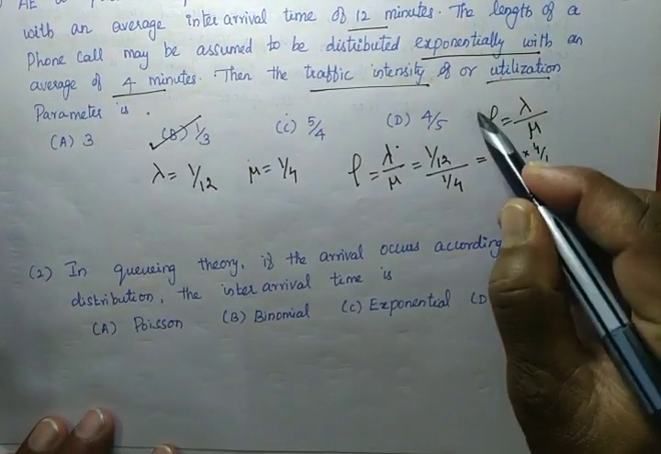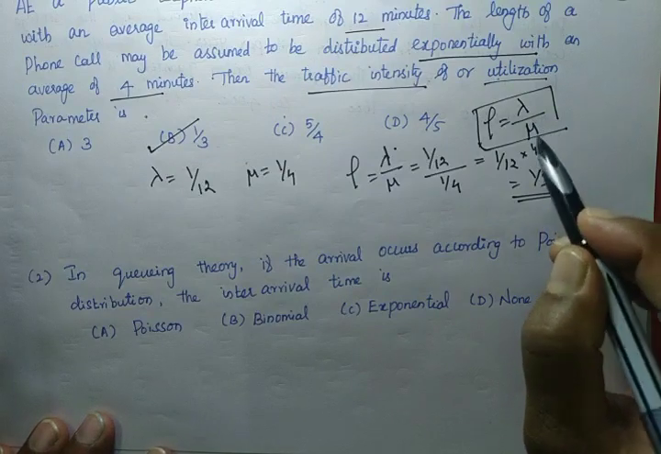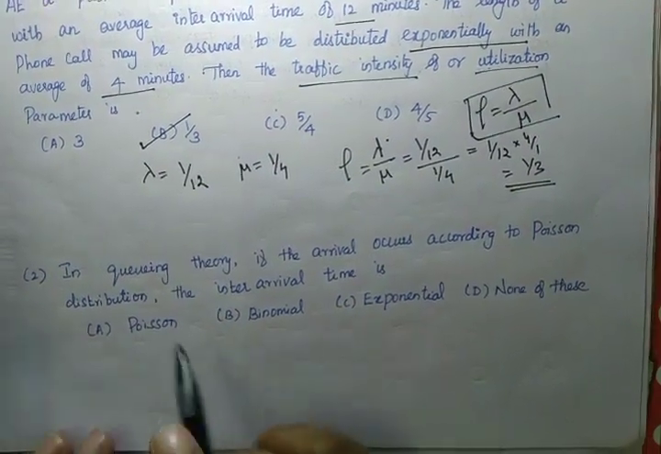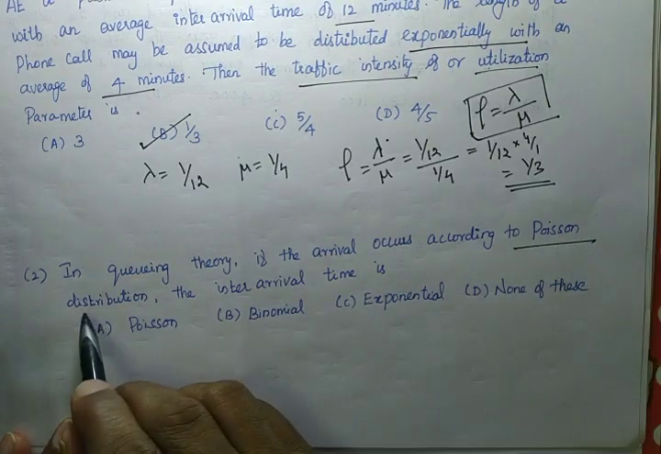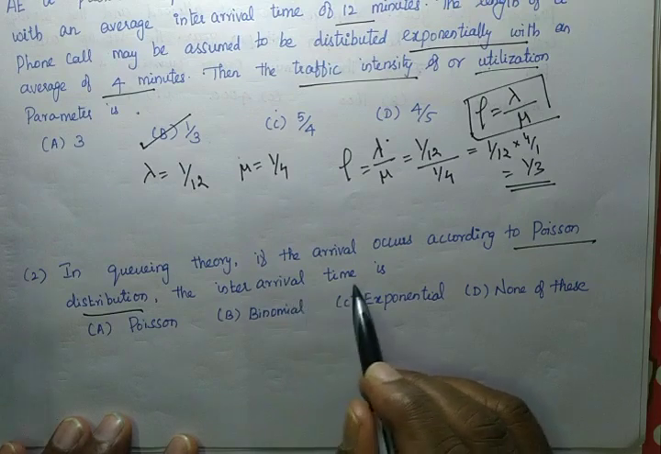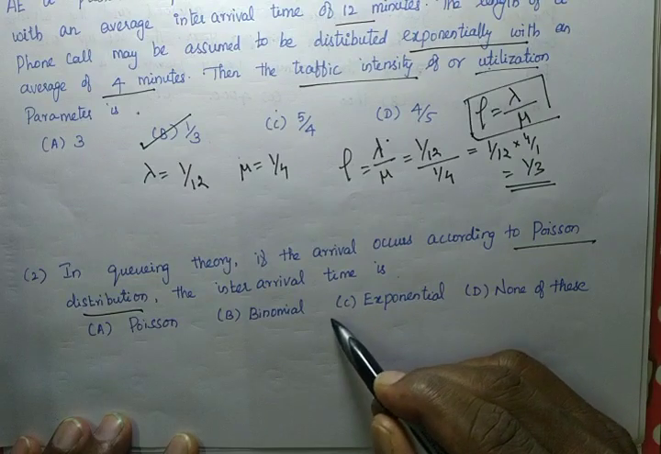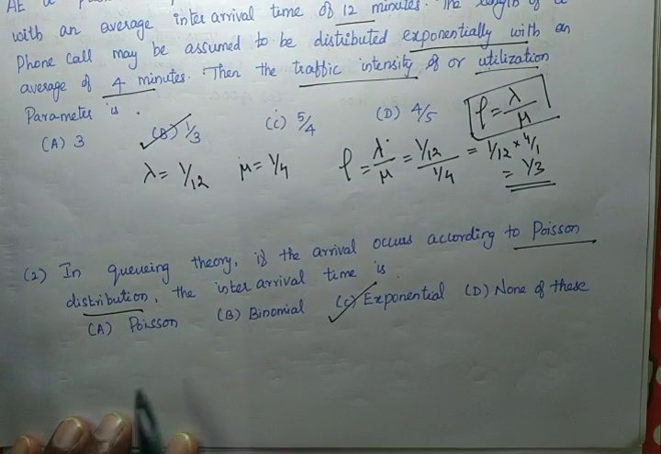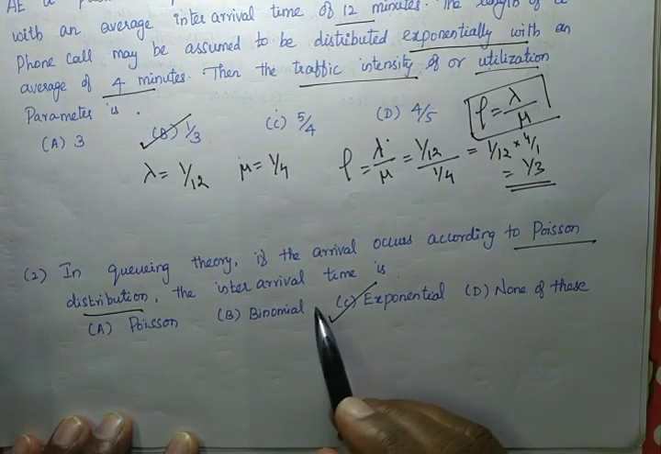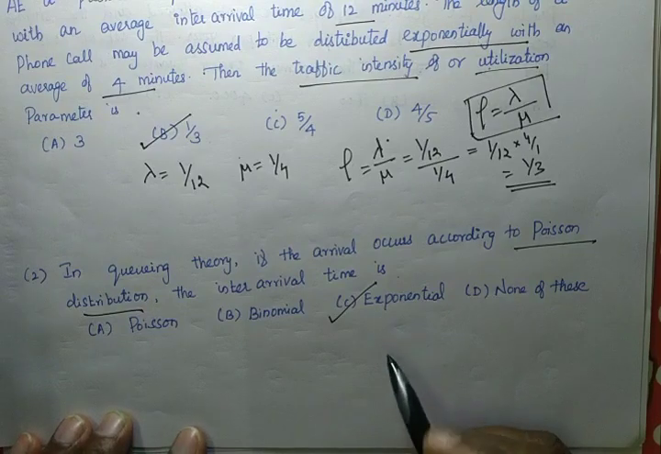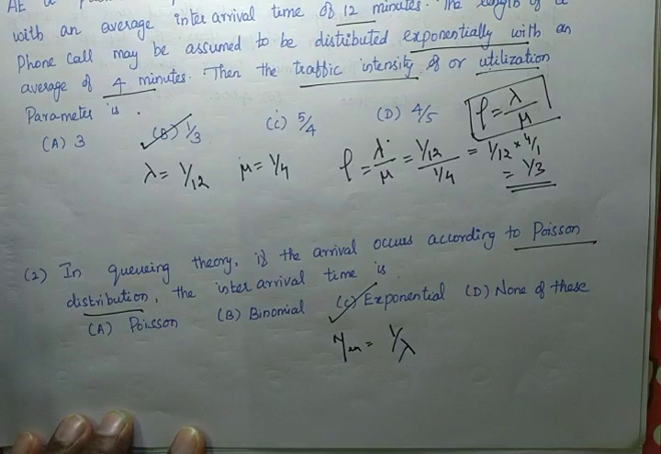Now, traffic intensity is a repeated question. They will ask for the traffic intensity or utilization factor rho equal to lambda by mu. Do you remember this? The second one, queuing theory. If the arrival occurs according to a Poisson distribution, the interval arrival time must be in the form of exponential. There is no Poisson, no binomial, nothing other than this. The interval arrival time should be exponential, with mean 1 by lambda.